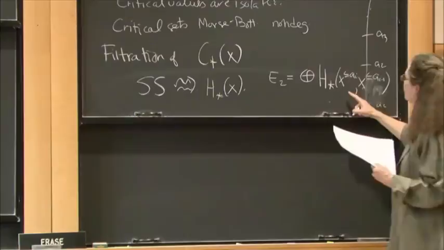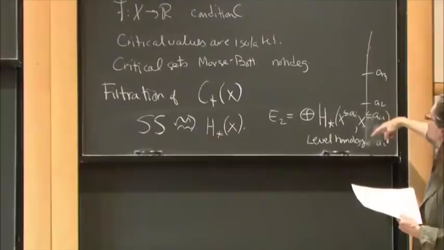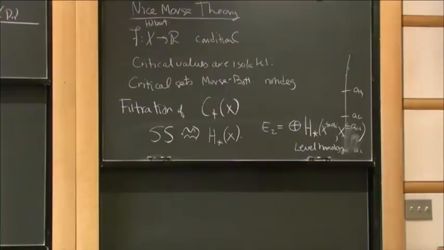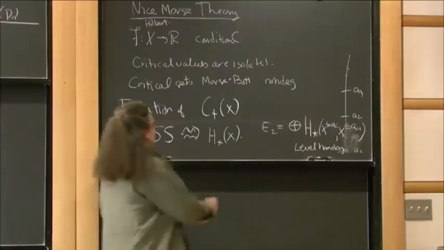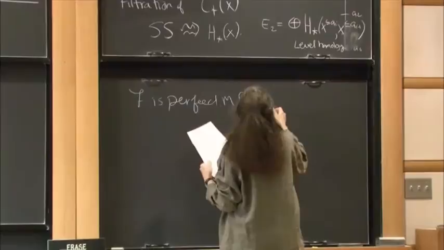Okay, this we call the level homology. It's the homology at level Ai. And again, these are the square roots of the energy theory. They look like lengths. They're units of length. And F is called a perfect Morse function if the spectral sequence degenerates at the E2 term. So F is a perfect Morse function if all the differentials are zero and E2 is equal to E infinity.